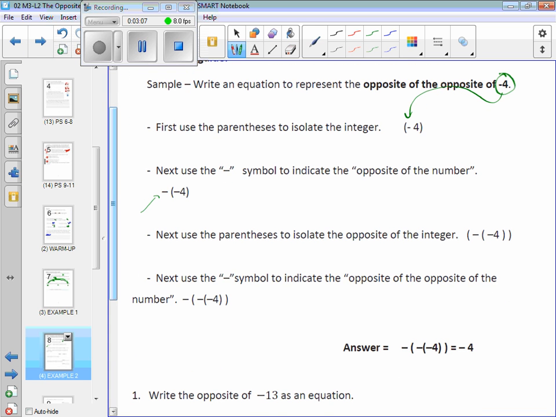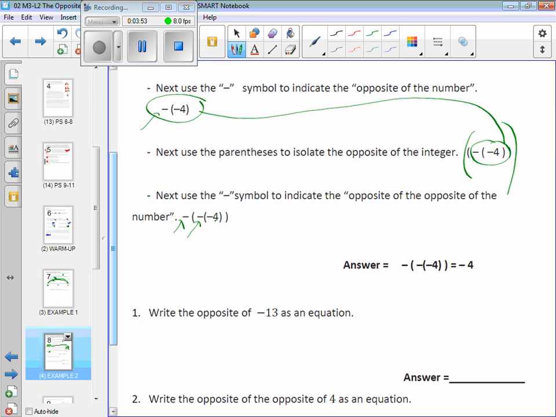Take it a step further. Now suppose I want to know the opposite of the opposite of negative 4. You take this entire expression and put parentheses around it. And then you add another opposite sign on the outside of that. So you have this, and I'll read it to you and it'll make sense. This is the way you read it. Every time you see a negative symbol, that's the opposite. The opposite of the opposite of negative 4. And what does that equal? Negative 4. You're right back to where you started, whatever that number was in the original parentheses. And that's the way you write it out. So the way you read this again is the opposite of the opposite of negative 4 equals negative 4.